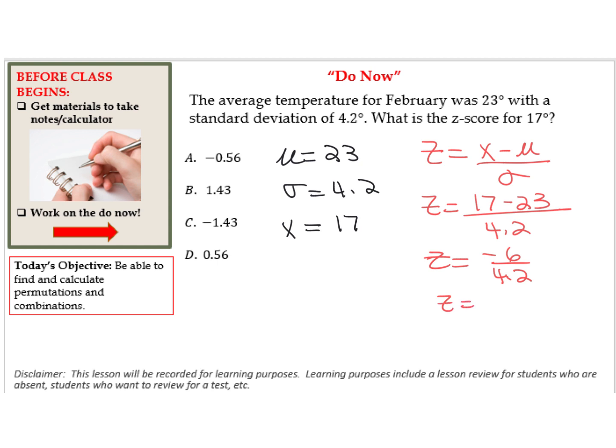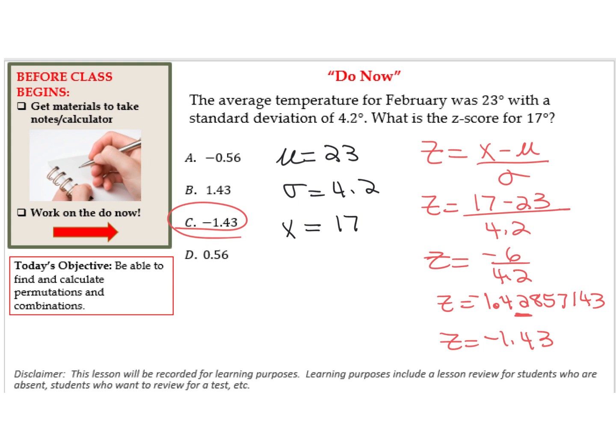When I type that into the calculator, I'm going to get this big long decimal, negative 1.42857143. I know that my z-score has to be in terms of hundredths, so I'm going to round to the hundredths place. The 8 tells me that my 2 will become a 3. So my answer is that my z-score is negative 1.43.